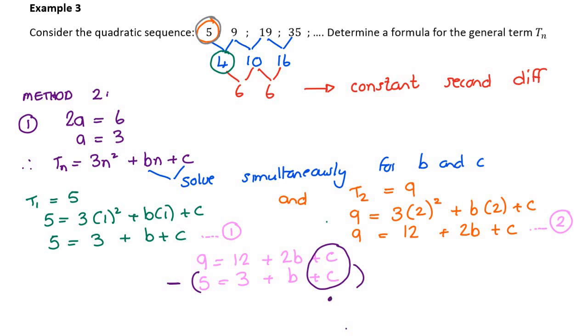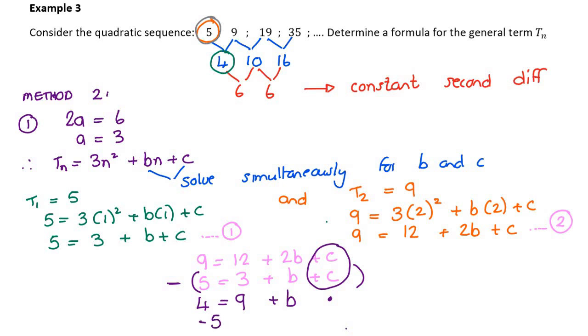So 9 take away 5 is 4. 12 take away 3 is 9. 2b take away b is b. So this is definitely a far easier way to do it other than the traditional simultaneous of isolating a variable, substituting, all those things. Subtracting, this is called the elimination method. If it's not something you're comfortable with, you absolutely can solve it the more traditional way.